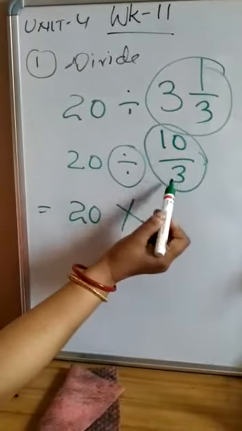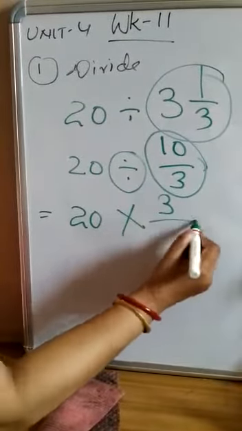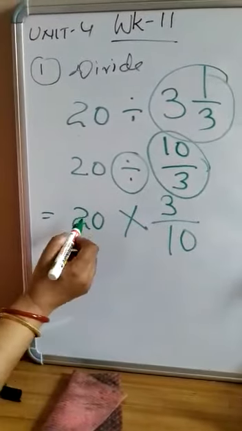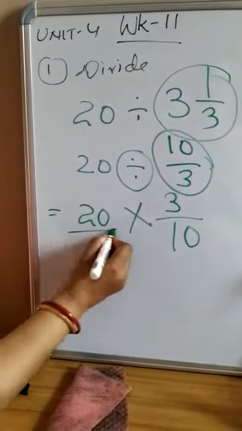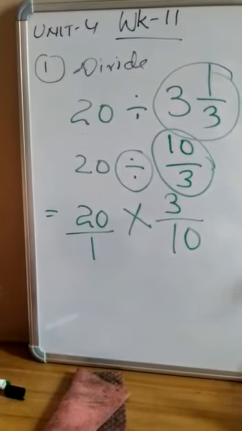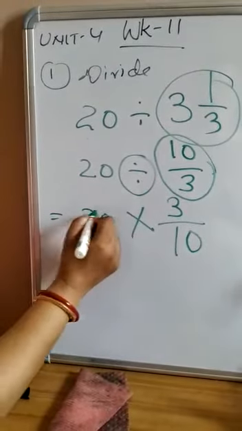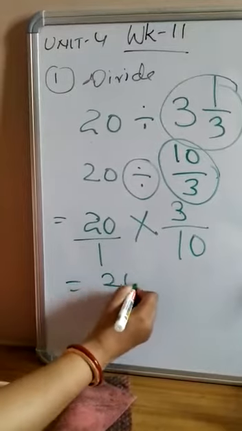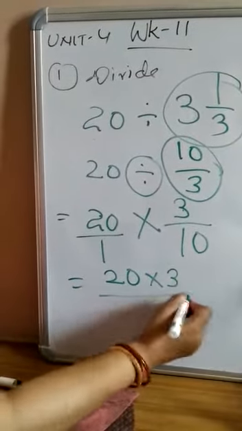What is the reciprocal of 10 by 3? It is 3 by 10, right? Now here, it is 20. 20 may be written as 20 by 1, correct? Now, numerator will be multiplied with the numerator: 20 into 3 divided by 10.